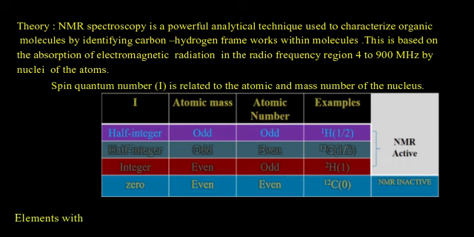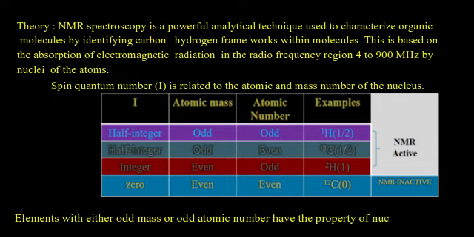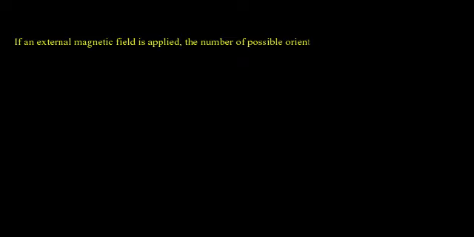Elements with either odd mass or odd atomic number have the property of nuclear spin. If an external magnetic field is applied, the number of possible orientations is calculated by 2I plus 1. That is, hydrogen has spin quantum number I equal to half, and possible orientations are 2 into half plus 1, equal to 2, that is plus half and minus half.